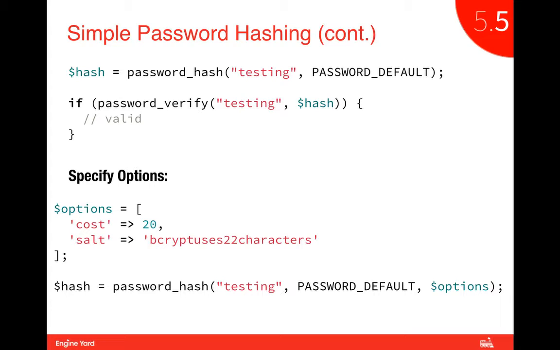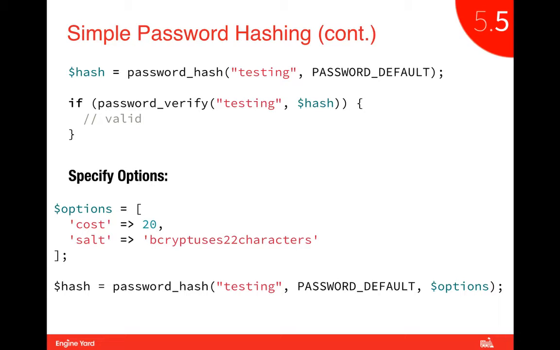For password_verify, we pass the clean string from the user, and the hash. That hash includes the algorithm that was used. So with PASSWORD_DEFAULT, we don't have to store what type it was. It's in the hash, and password_verify will use that same algorithm to verify.